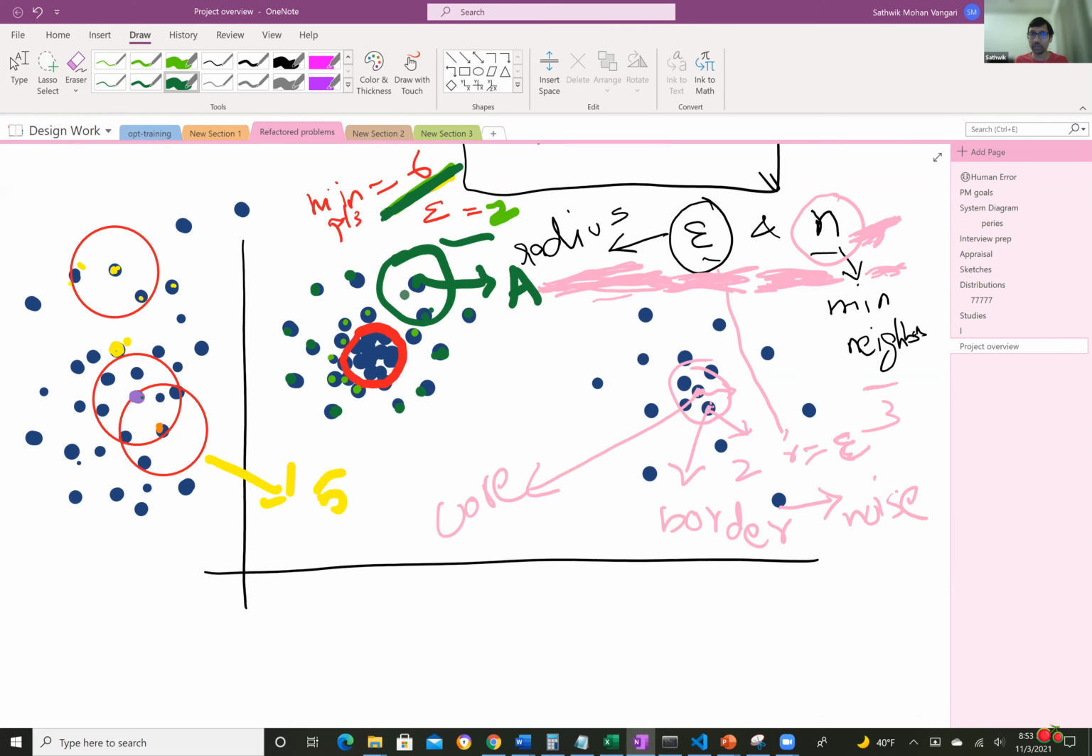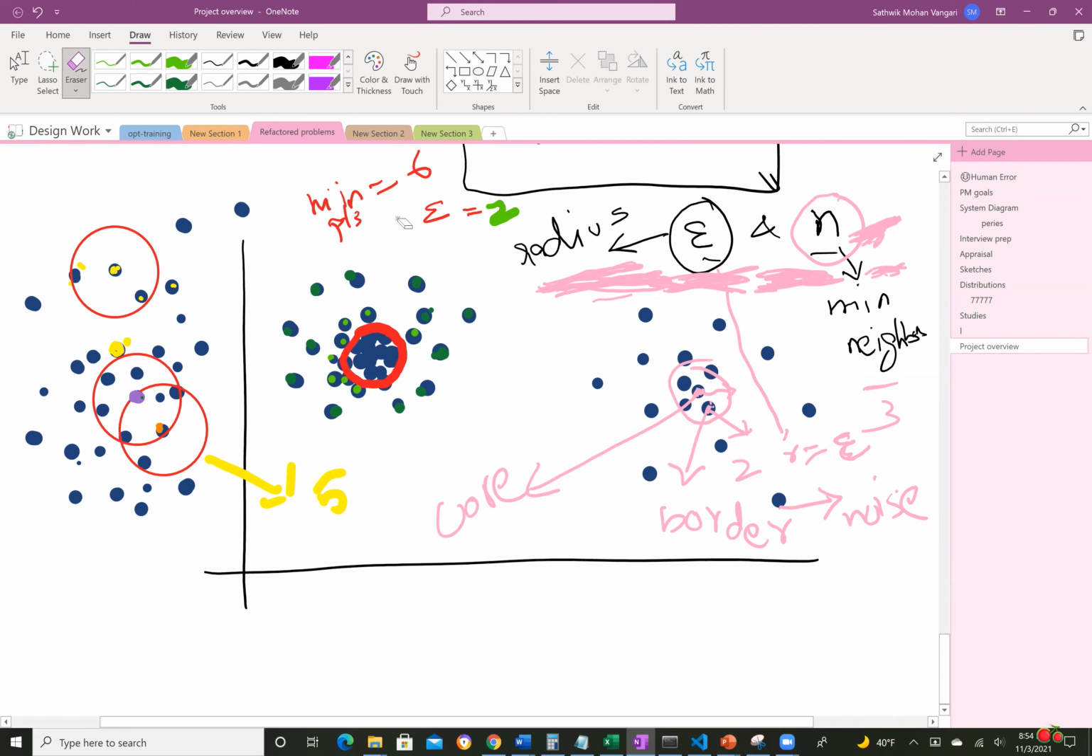I think you guys will get this into your head once you start reading up about it. Okay. Makes sense. All right. And that's basically how DBSCAN works, right? For every point, things are checked.